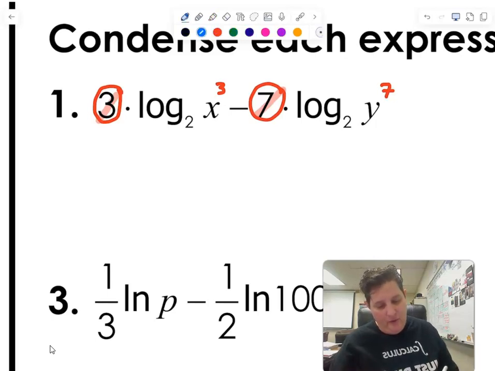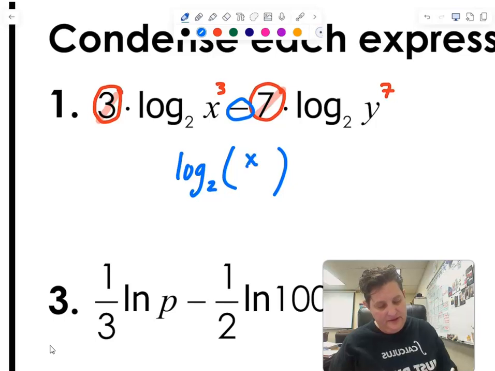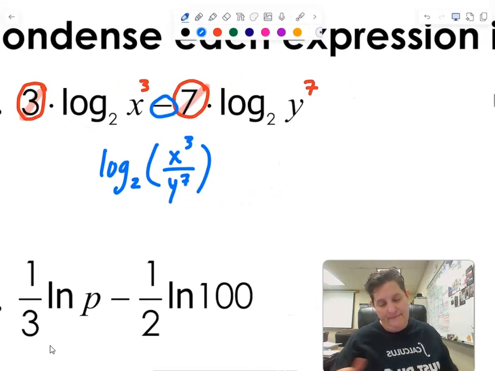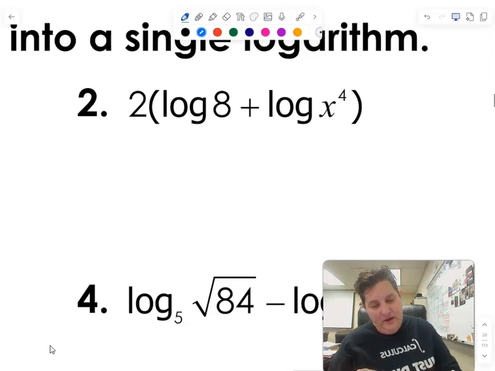Now when I put them together, because it's a minus, you have to divide. So I go log base 2 of x to the third divided by y to the 7th, putting it all together. Alright, look at this next one. Now I'm going to bring this 2 up, and because of the parentheses, I need to actually do it to both of these.